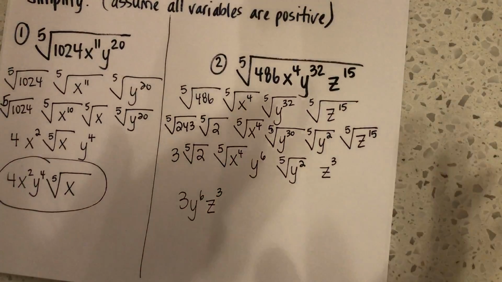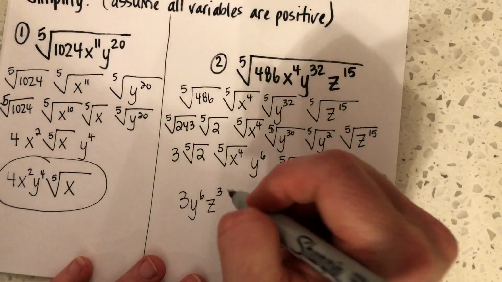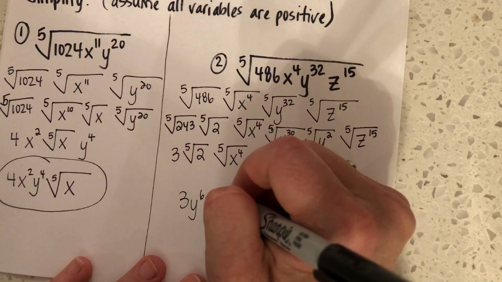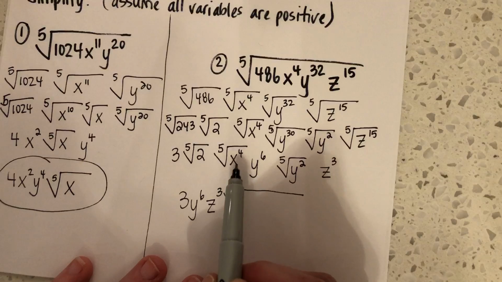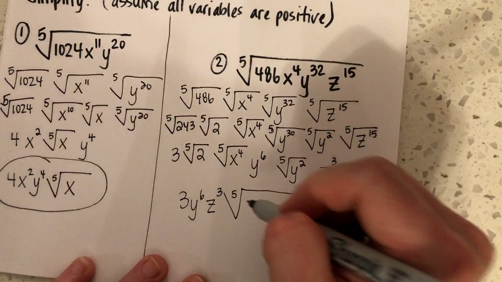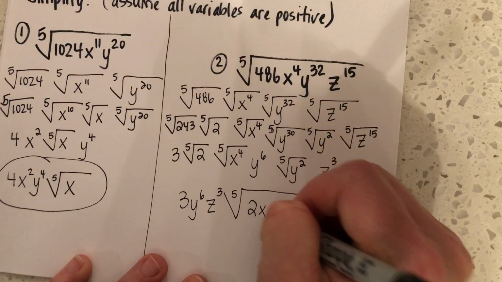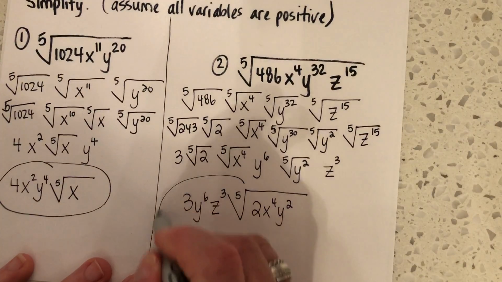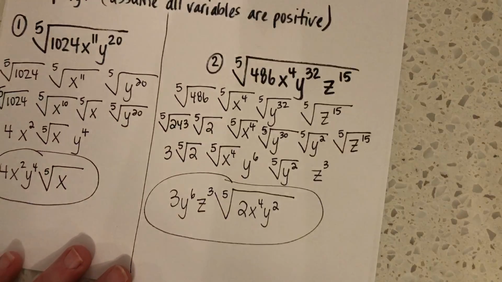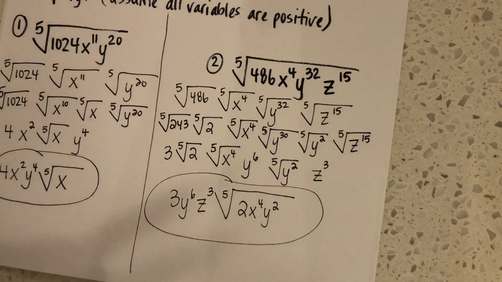And then anything that is still stuck under a radical, we're going to multiply it together and put it under one fifth root radical. So that's going to be 2 times x to the 4th times y squared. And now this is your simplified radical. Okay? All right, guys, that does it for section 6.4.